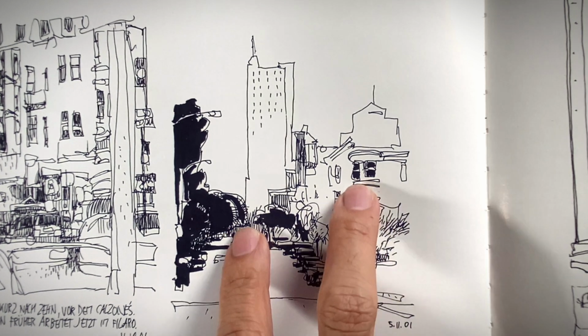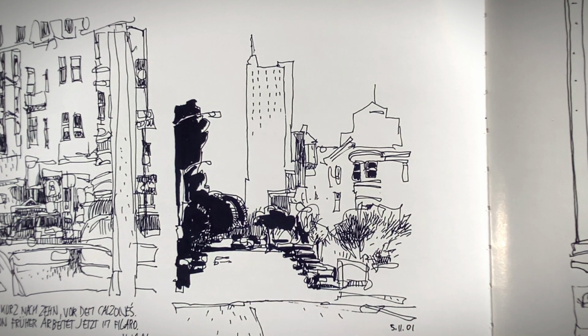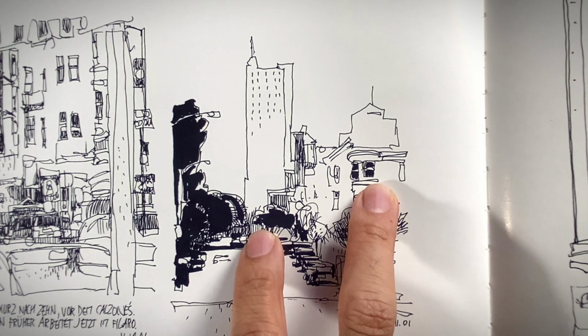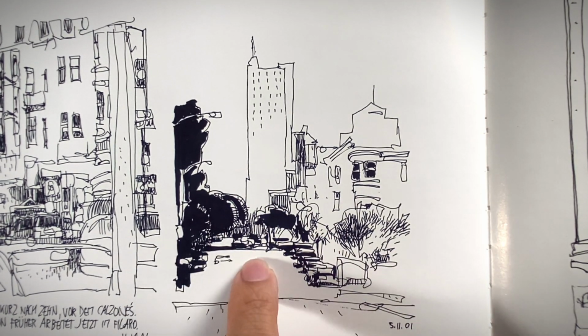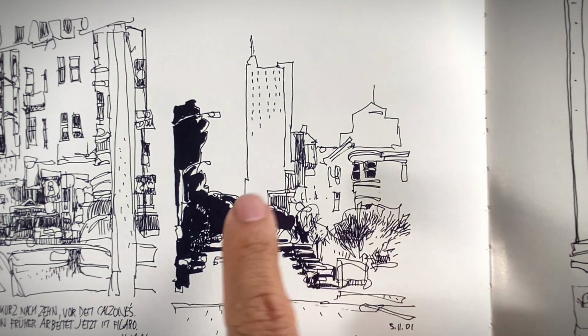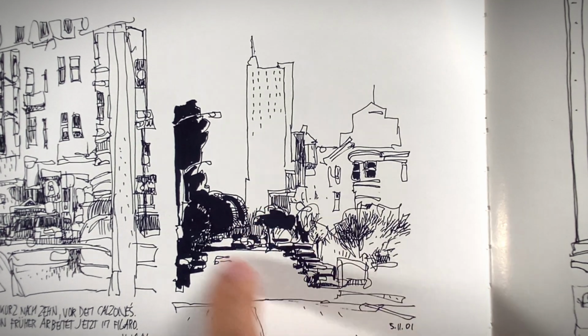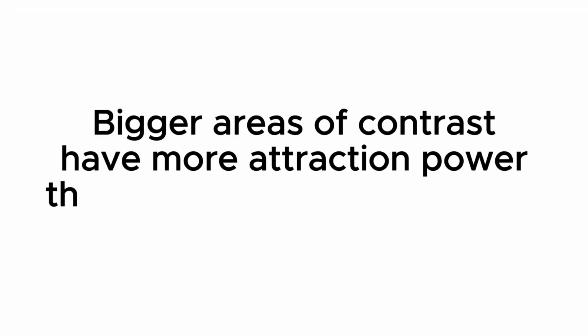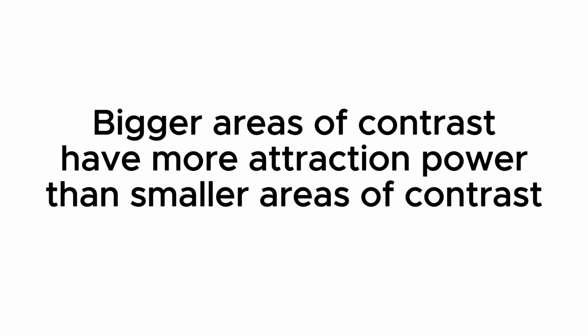So as I continued looking at his pictures, I noticed one other thing. Both these areas had high contrast, but my eye would look here, and then here, and then back here again. Like my eye would still be most attracted to this area. So I penned down another principle. Bigger areas of contrast have more attraction power than smaller areas of contrast. So if I have this area of high contrast, the eye will look here.